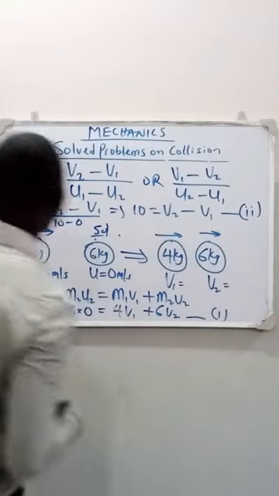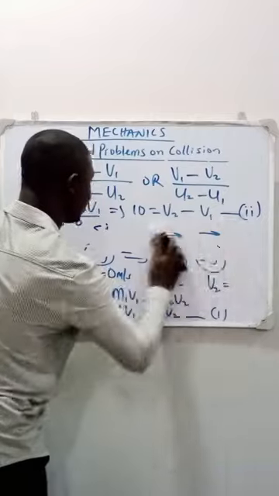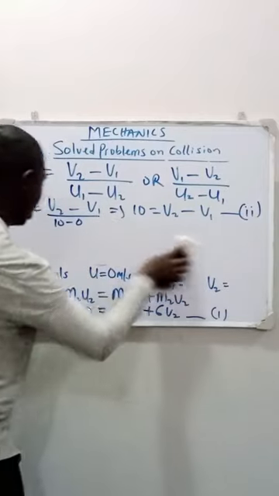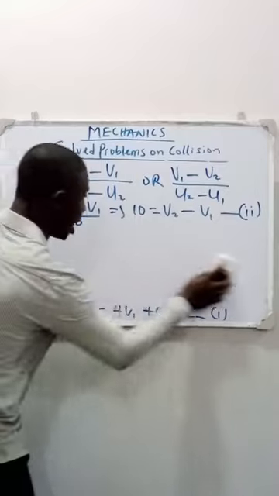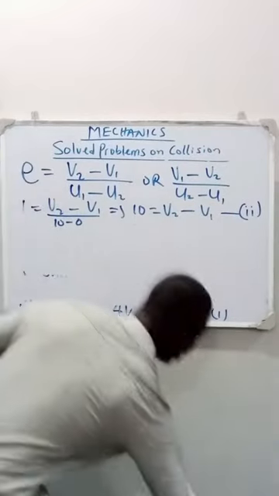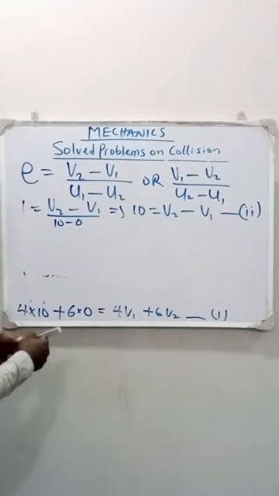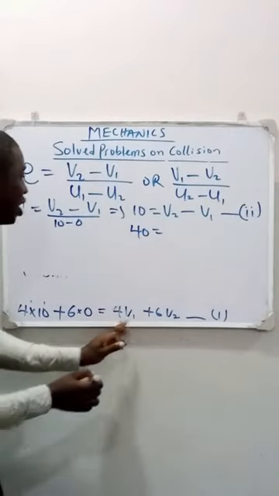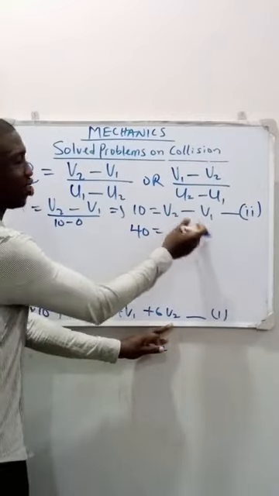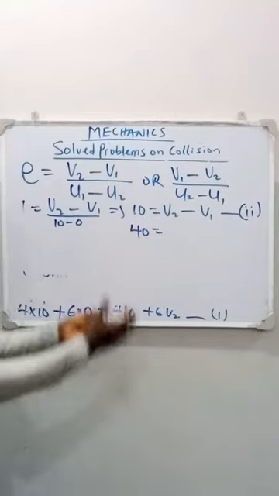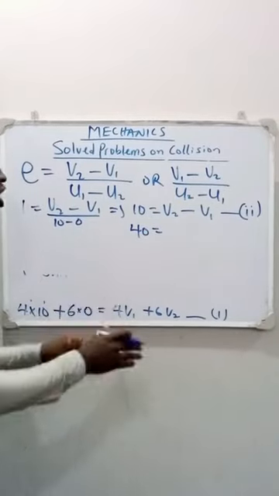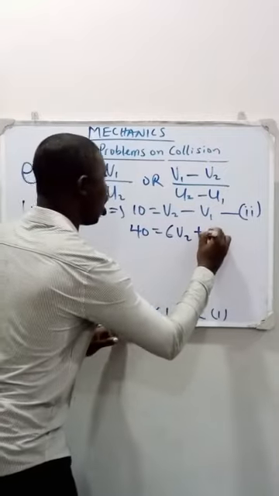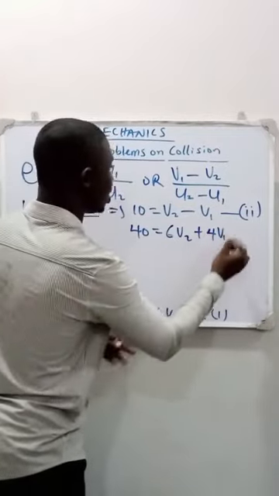So in doing that, permit me to clean this. In doing that, we are going to have, don't forget, we've seen our equation 1, and also we've seen our equation 2. So let me write this equation very well. My equation gives me, this is 40, 6 times 0 is 0, 4 times 10 is 40. 40 equals 4v1 plus 6v2. Now to arrange it in such a way that v2 will be on the same level, also v1 will be on the same level. So this is v2, I can write 6v2 plus 4v1. So these are equation 1.